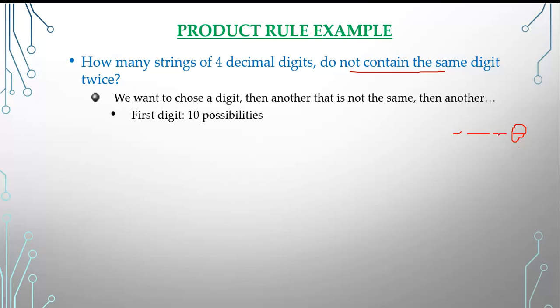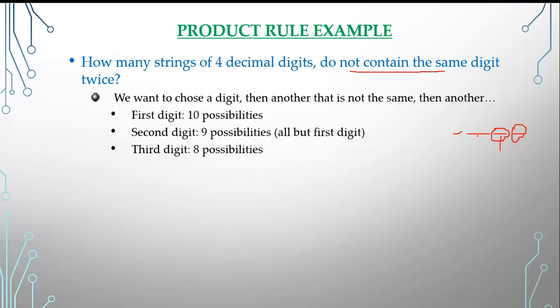Now to fill the second place, how many possibilities do you have? Because here it says that it does not contain the same digit, so we have to eliminate this digit from our digits. So we have the remaining 9 options, right? And to fill the third digit, we have 8 options. To fill the fourth digit, we have 7 options.